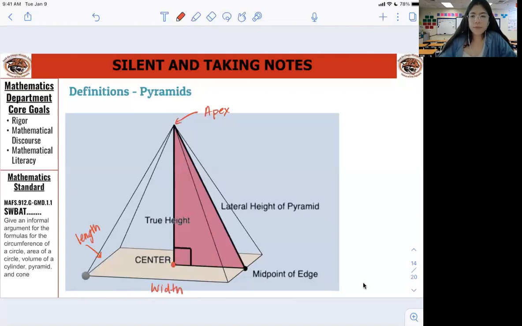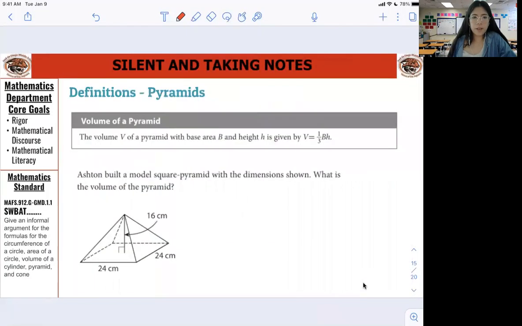All right, so any questions on that? No? All right. So the volume of a pyramid is given as 1/3 times the area of the base times the height. So let's actually break that down a little bit.